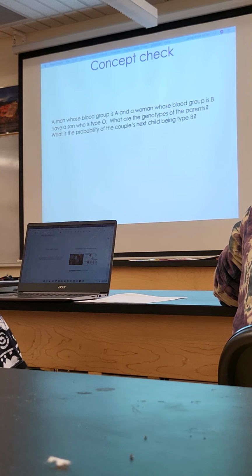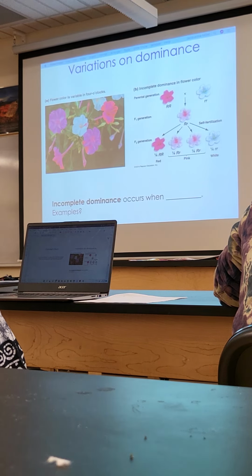Okay. So in the problem set, there's another one like that. It basically gives you the genotypes for the parents, and then you have to figure out what's the likelihood for each of the blood types. Anybody have questions on how to do that one? Okay. So we will continue along.